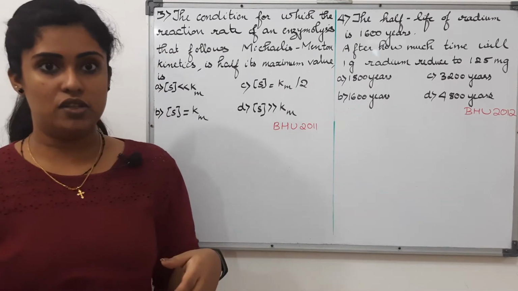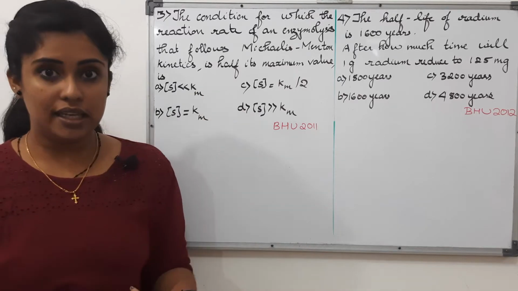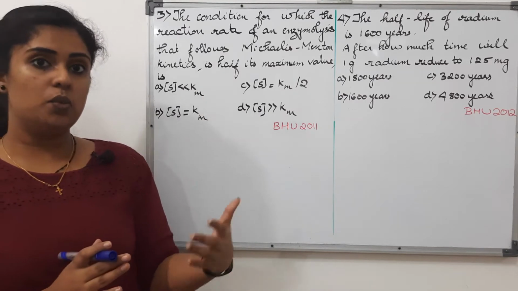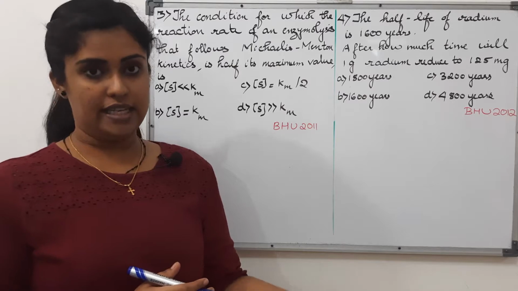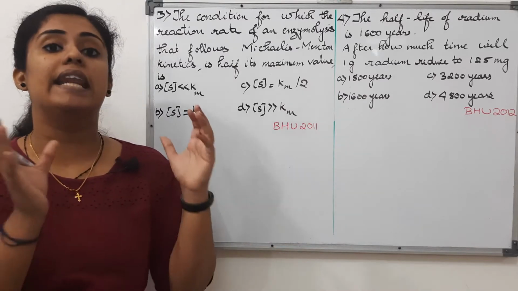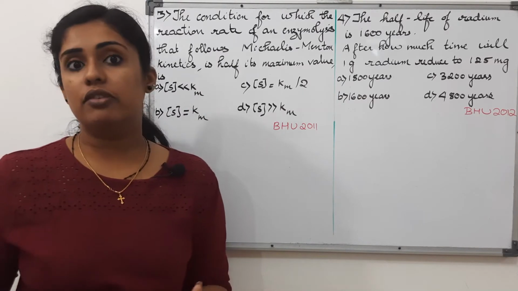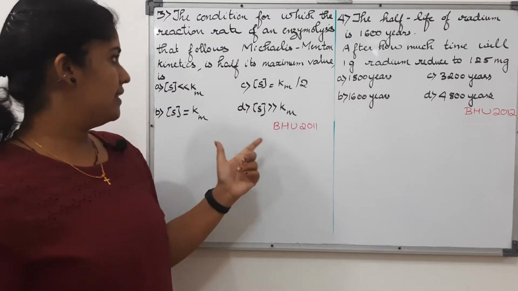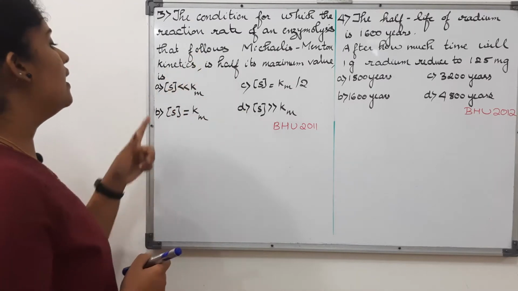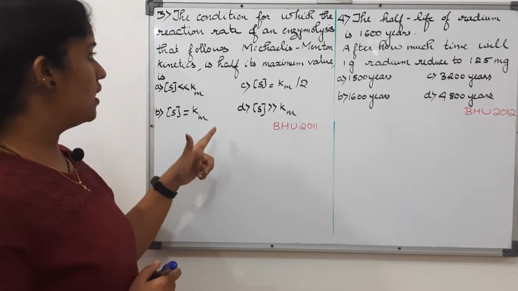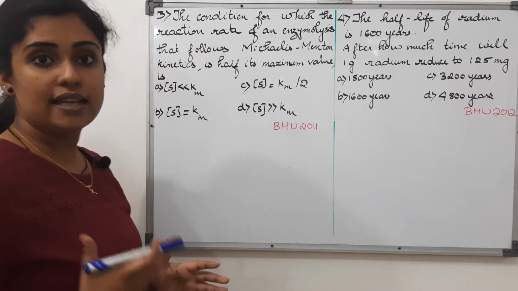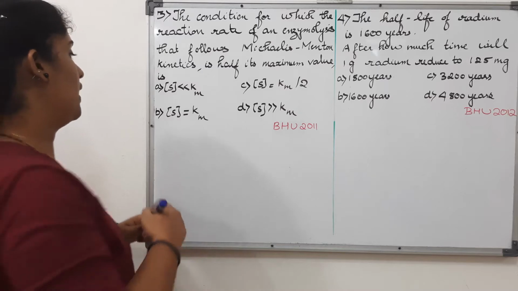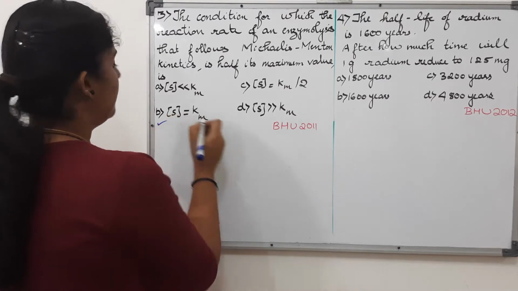We did have a graph also. And there was a third case when my substrate concentration was equal to the Michaelis constant Km, and that was when my rate of the reaction was half of the maximum rate, right? So from this question, we can easily say that the condition is S equal to Km. That is the condition for which the reaction rate is half of the maximum rate. So option B is the right answer.